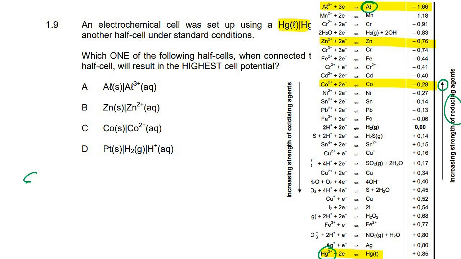I'll show you, because if you had to go calculate this, E cell, the formula is E cathode minus E anode.